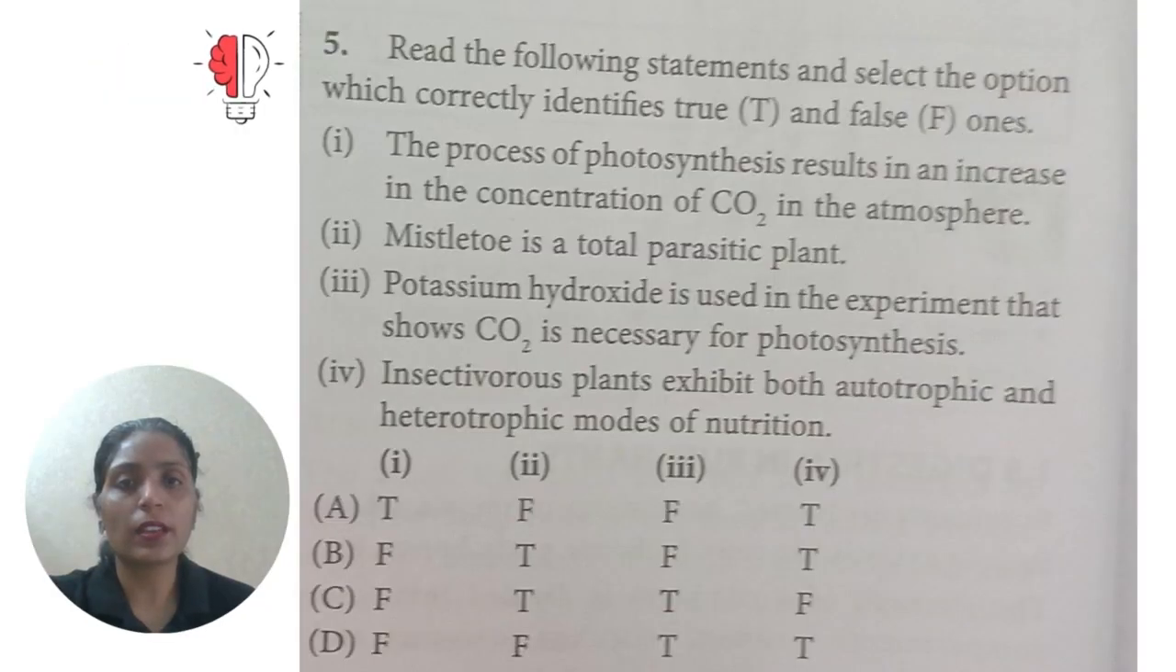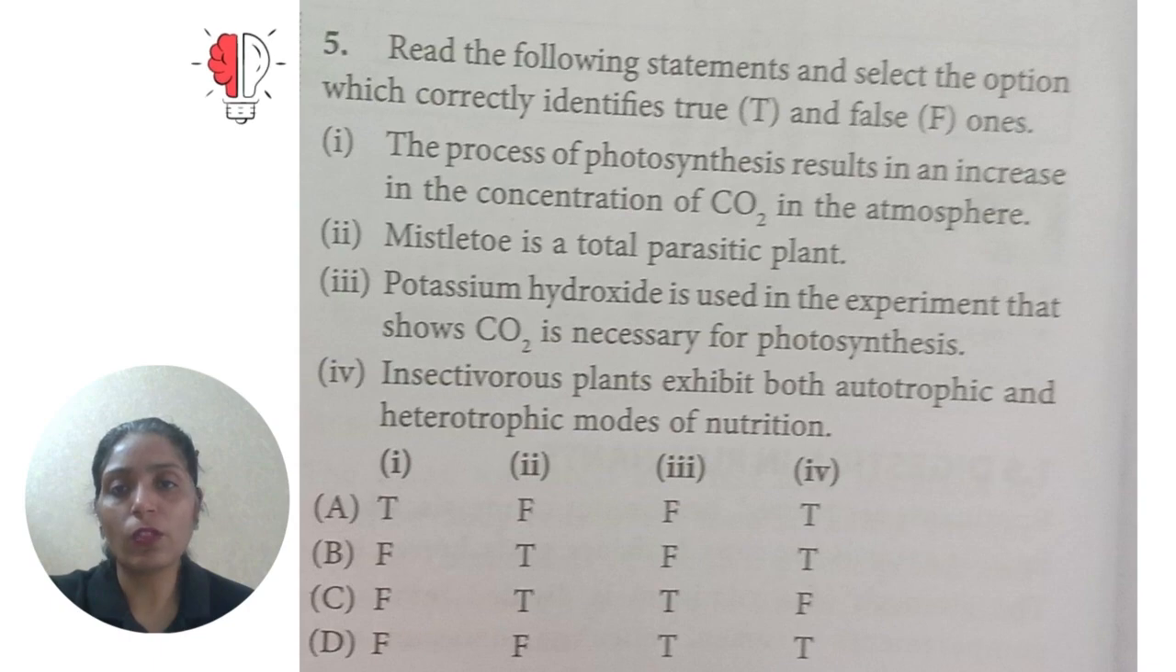The next question says, read the following statements and select the option which correctly identifies true and false ones. The first is the process of photosynthesis results in increase in concentration of carbon dioxide in atmosphere. So we know that carbon dioxide is absorbed from the atmosphere, hence its concentration cannot increase in the atmosphere by photosynthesis. So definitely this option is wrong. The second option says Mistletoe is total parasitic. We have read that Mistletoe lives on mango and mawa leaves and withdraws water and minerals from it. So it is not total parasitic, it is partial parasitic.